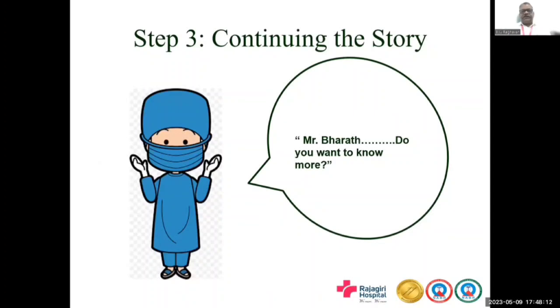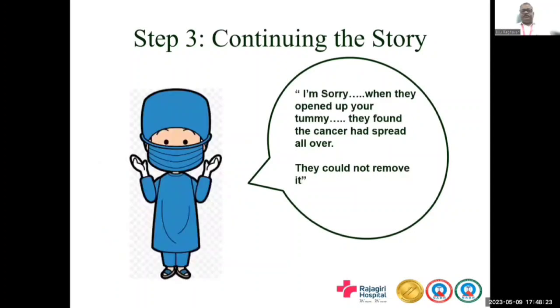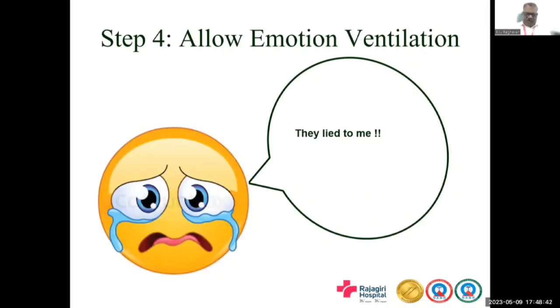Mr. Bharat, do you want to know more about this? They had operated and removed my cancer, didn't they, doctor? I'm sorry. When they opened up your tummy, they found that the cancer had spread all over. They unfortunately could not remove it. They lied to me.